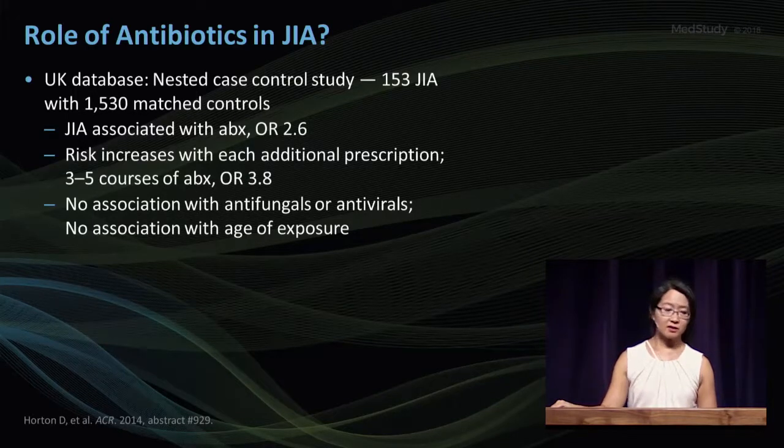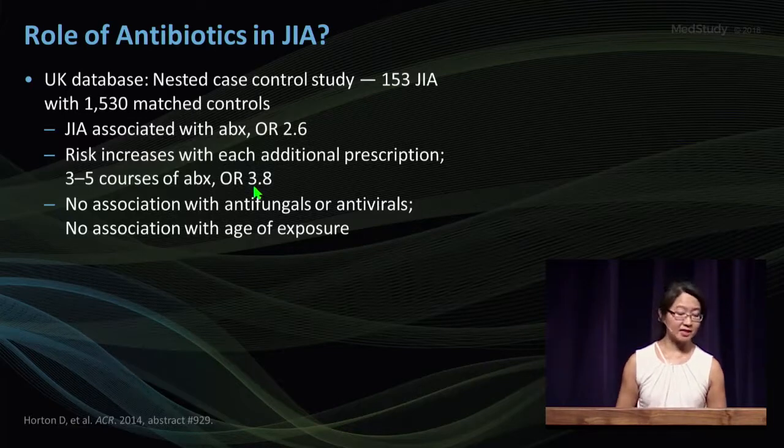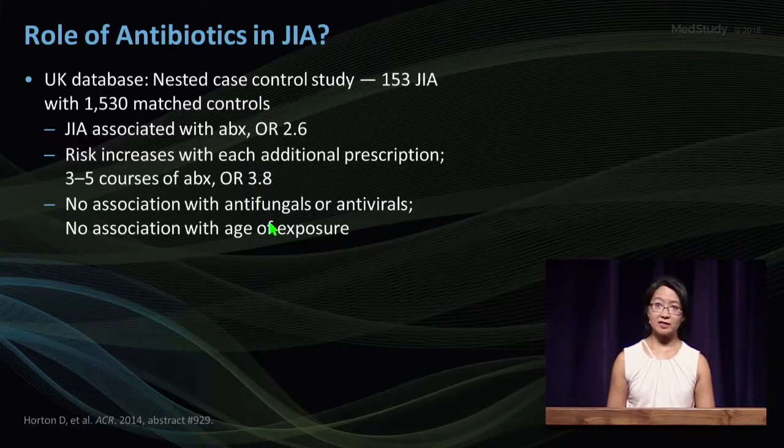There was another study, the UK study. It's a nested case control study, 153 JIA patients with 1,500 matched controls. They found that there is also a link in their database that JIA is associated with antibiotic use, odds ratio of 2.6. And the risk increases for each additional prescription, so that if a child receives 3 to 5 courses of antibiotics, the odds ratio is 3.8 for developing JIA. There's no association with antifungal therapy or antivirals, and no association with age of exposure in their study.